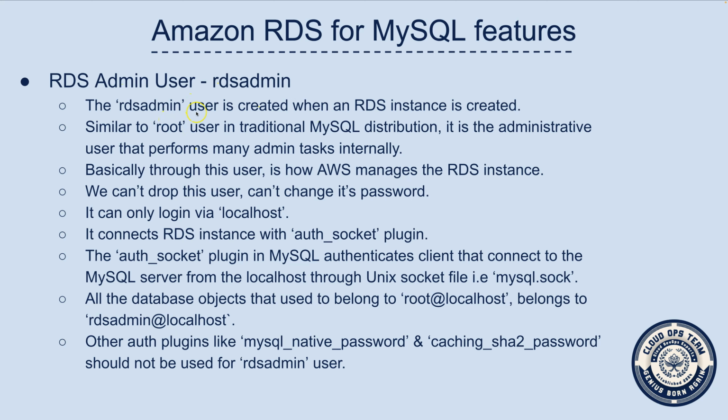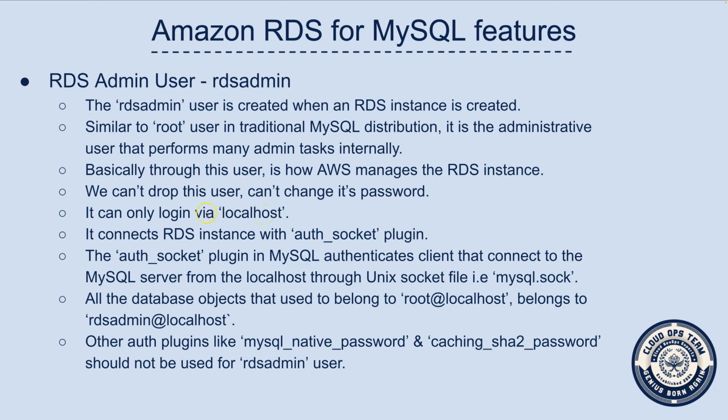Basically, through this RDS admin user, this is how AWS actually manages the RDS instance. We can't drop this user, right? We cannot drop a root user, right? We can't change its password. We don't know its password, and there is no need to know its password. It can only log in via localhost, exactly the same as we used to do through the root user.